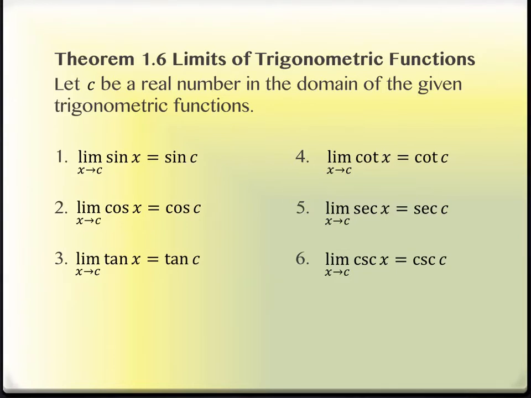The list of trig identities, limits of them. So let c be a real number in the domain of the given trig function. Some of our trig functions have a domain of all real numbers, like sine and cosine. Some have asymptotes that come periodically, like tangent, cotangent, secant, and cosecant. But as long as we have a value that's actually in the domain, we can do just like we did with polynomials and rational functions and radicals, all the rest, composites. We can just evaluate the function sine at the value of c, cosine at the value of c, and so on, as long as c is in the domain.